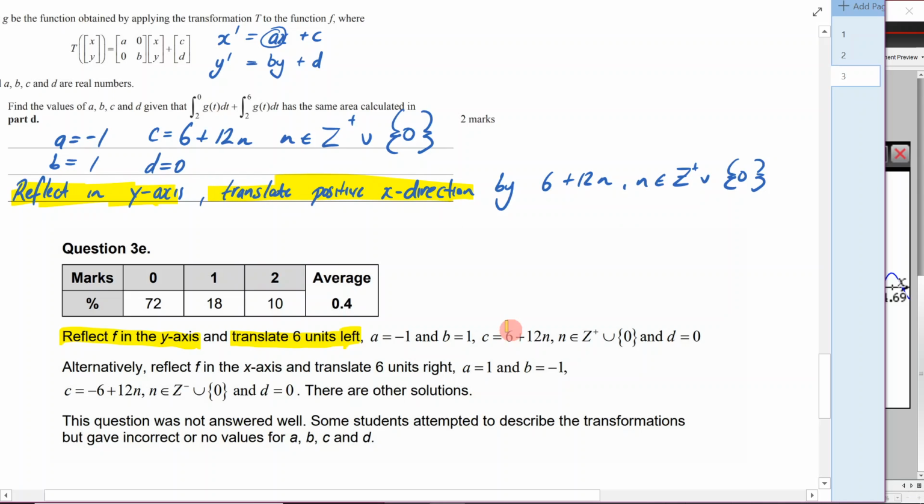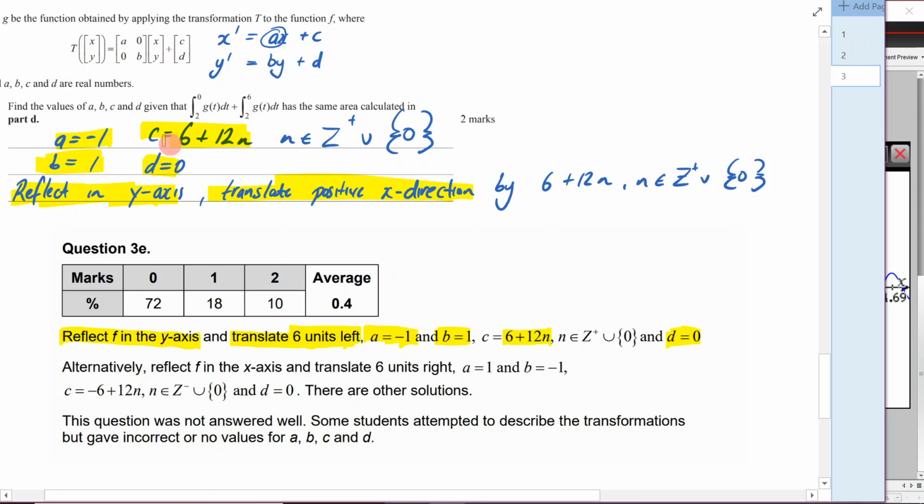And then the thing is, we've got the same thing. We say a is equal to -1, they say a is equal to -1. We say b is equal to 1, they say b is equal to 1. They say d is equal to 0, we say d is equal to 0. Okay, but here's the thing. They say move 6 units to the left, and then they put 6 plus 12n. Well, if this is positive 6, it's going to the right, isn't it?